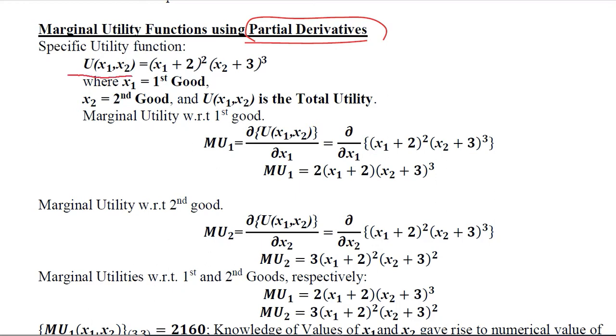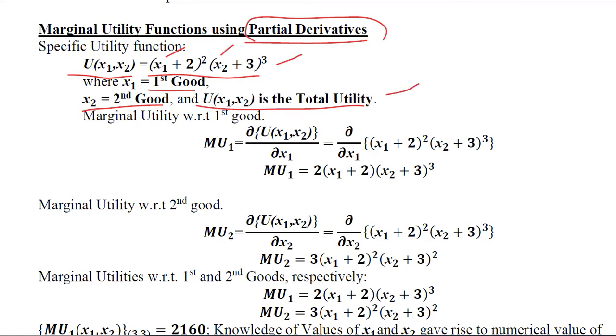Here we have a utility function in terms of x1 and x2, and the precise equation is this, in which you can see x1 and x2 both are involved. X1 is the first good and x2 is the second good, and u shows the total utility.